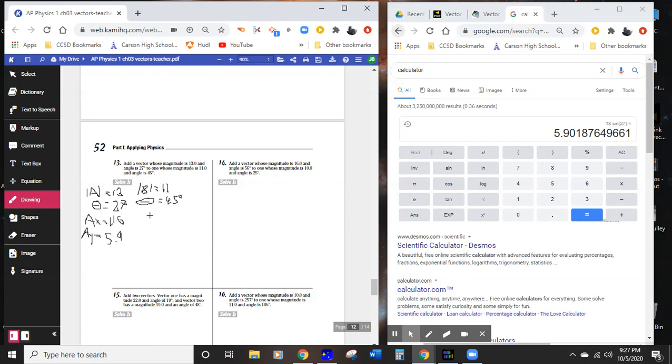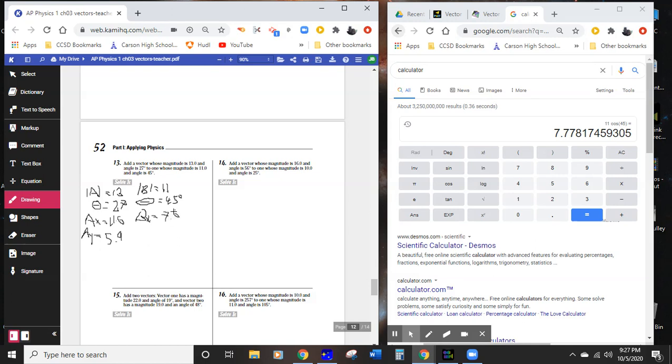All right, so now let's do the B. So here's the x component of B. The x component here is going to be, let's see, 11 cosine 45 degrees, close parenthesis, and let's see what this equals. It equals 7.8. So this is going to be 7.8.